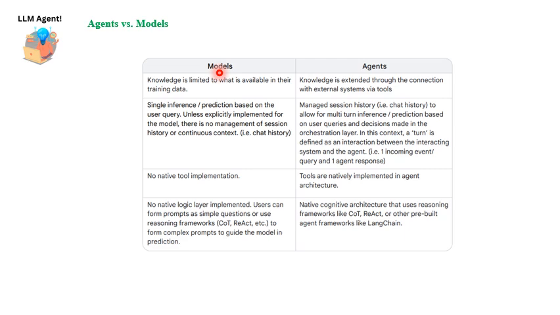For a model, we don't have session management or session history, and we have single inference. But for an agent, we have session management, we have session history, and we have multi-turn inference. Also, for an agent, tools are natively implemented in the agent architecture, but for a model, there is no native tool implementation. For a model, we don't have a logic layer, but for an agent, we have a logic layer, we have reasoning and a reasoning framework like ReAct.